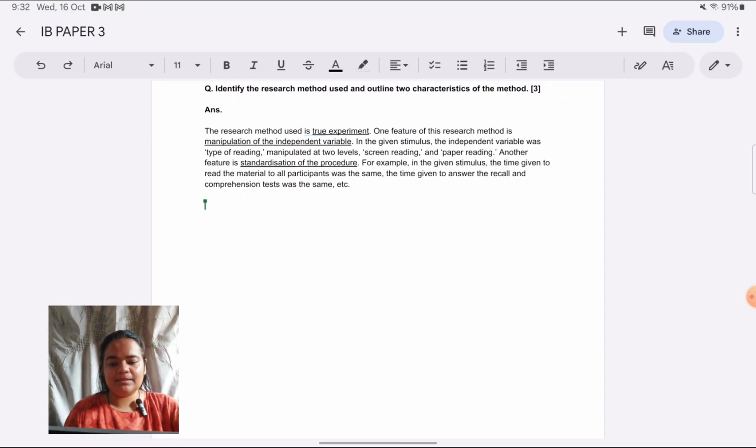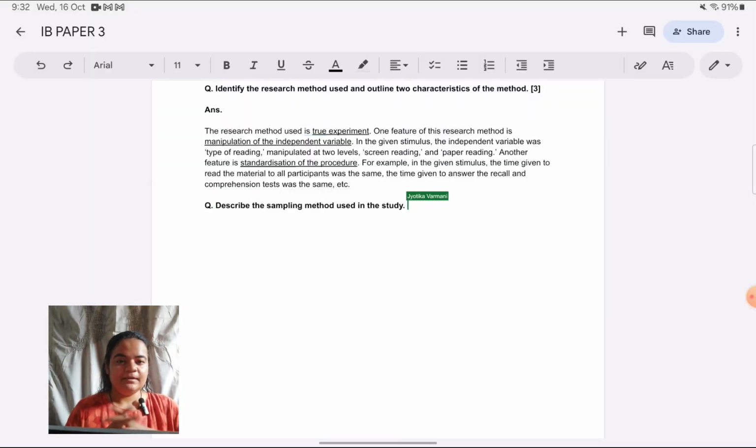Describe the sampling method used in this study. In this question, if you notice, unlike the first one, the IB is not very direct on how many features you need to give, because we know for description of sampling method we will have to give features, but they haven't specified how many features to give, so they've kind of left it to us. But considering that the mark limit is the same, this is also for 3 marks, so logically it follows that we should take the same approach to answering this question that we are taking to answer the previous one.